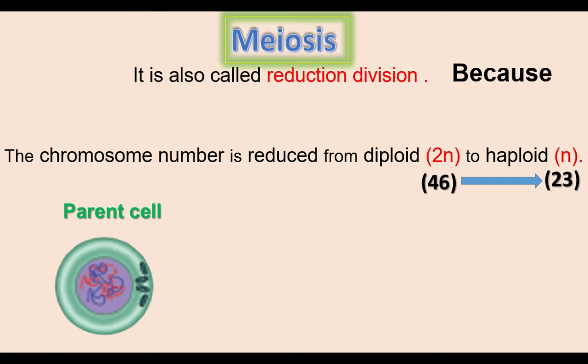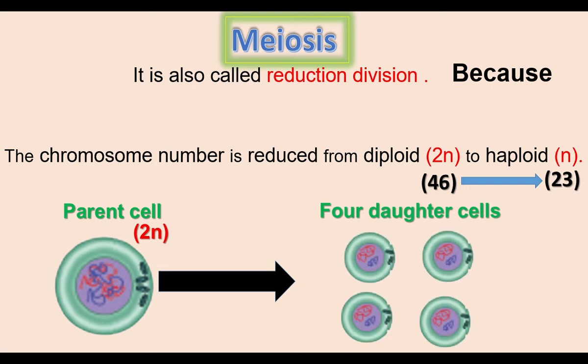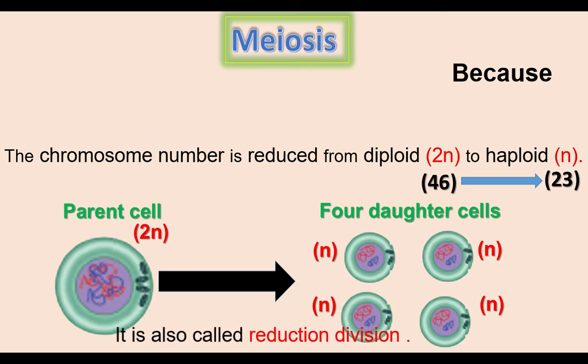In meiosis, one parental cell, which is a diploid cell, 2n, divides and produces 4 daughter cells. The daughter cells are haploid. A single parental cell with two sets of chromosomes produces 4 haploid daughter cells. Here the chromosome number is reduced to half, so this division is called reduction division.